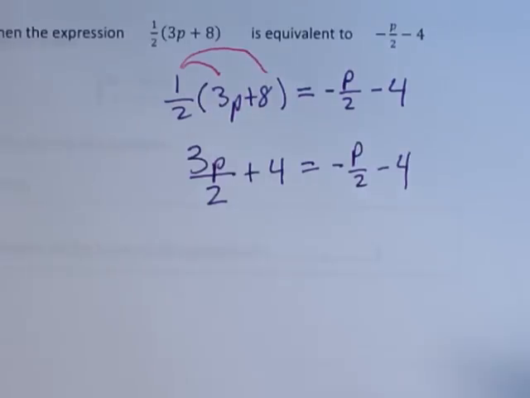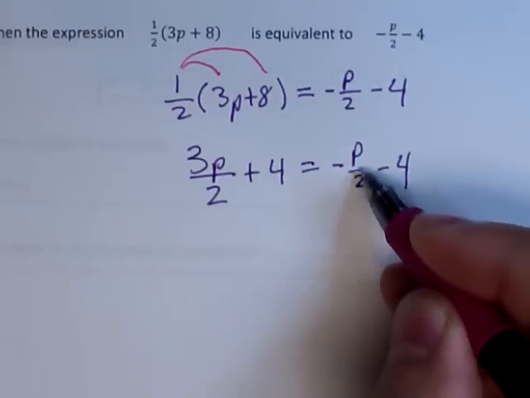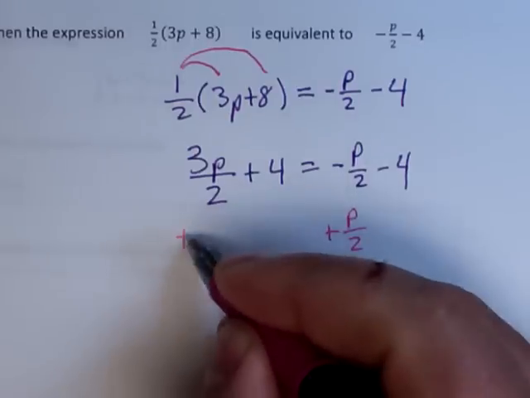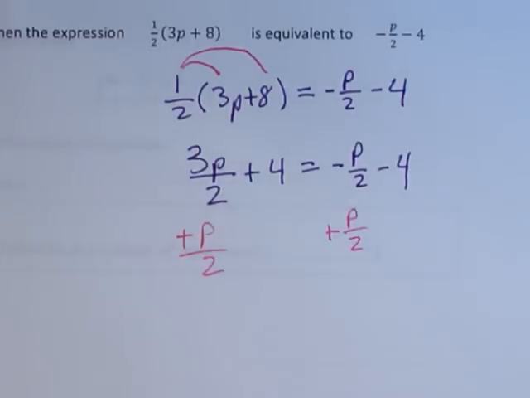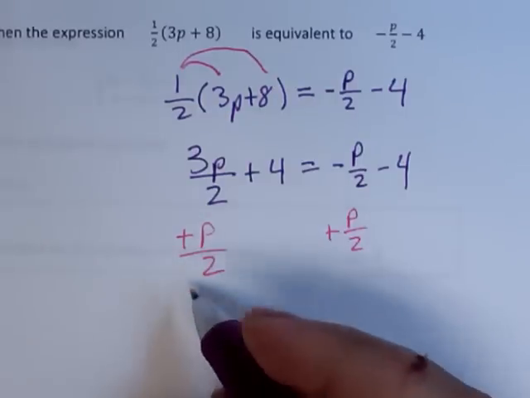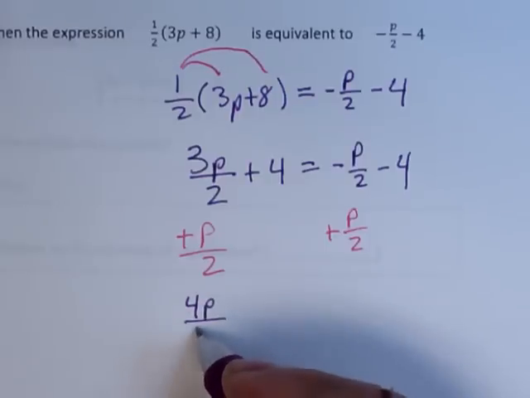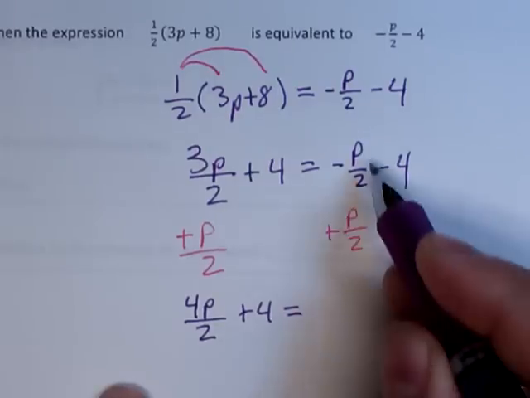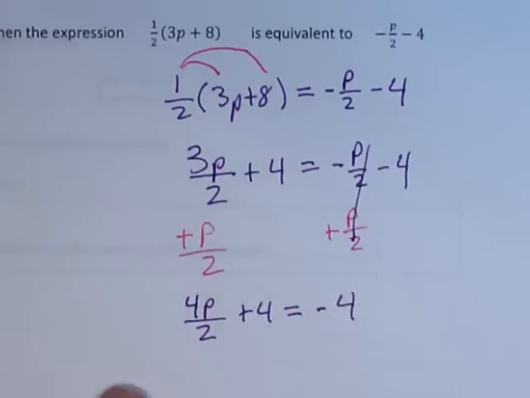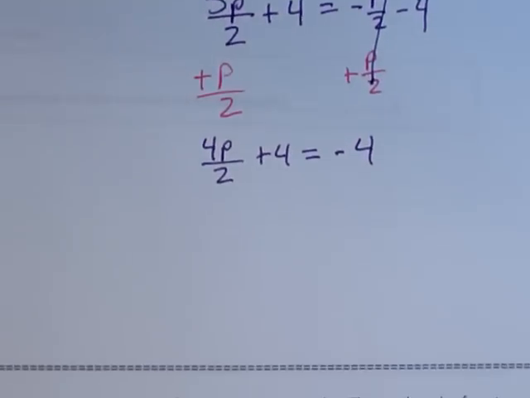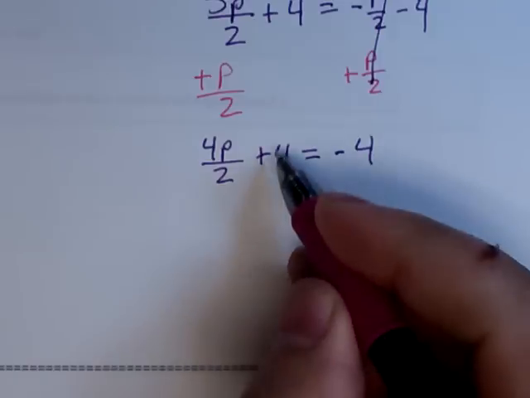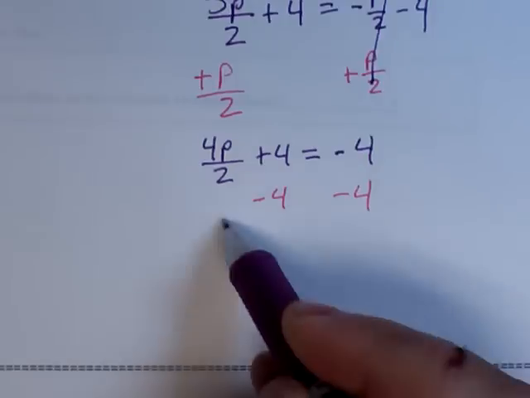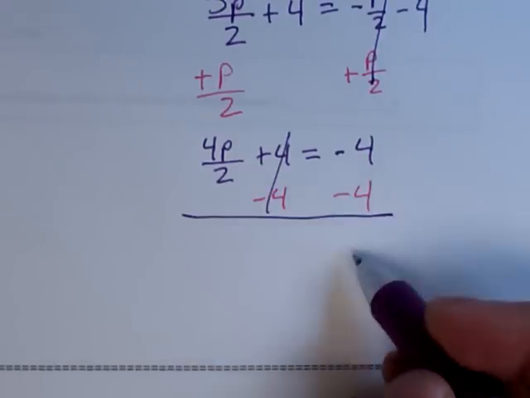I'm going to get p by itself, so I'm going to get rid of the p on this side. It's a half p, so I'm going to add a half p to both sides. Here I get 4p over 2. They're asking me to work with some fractions here. Plus 4 equals, this cancels out, so equals minus 4. I'm getting p by itself, so I'm going to subtract 4 from this side and subtract 4 from this side. That cancels, this becomes minus 8.